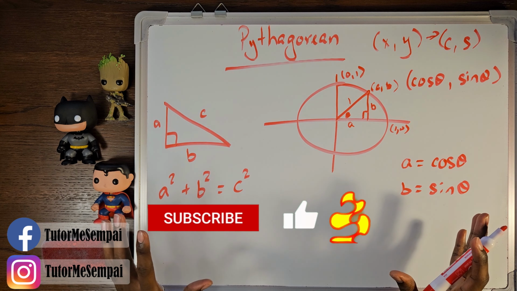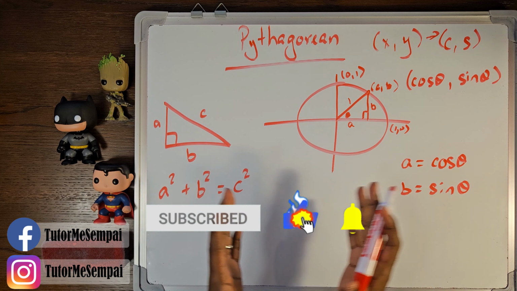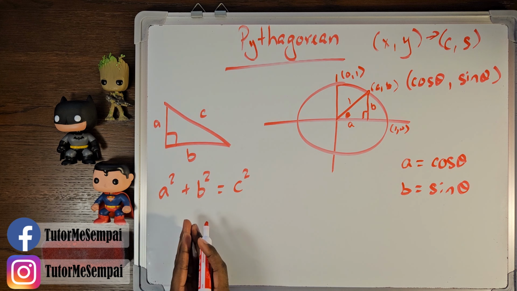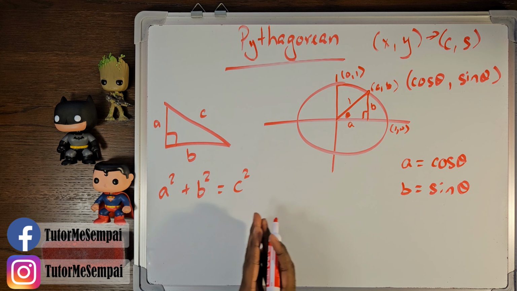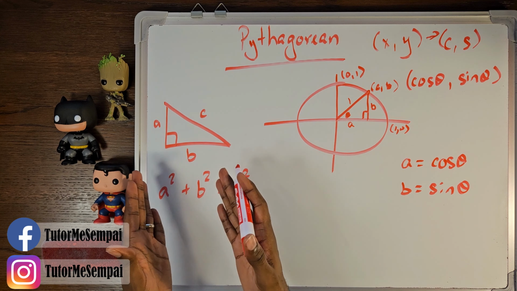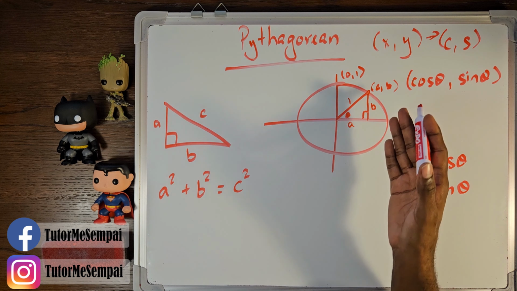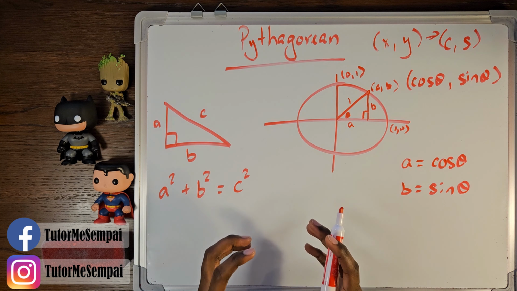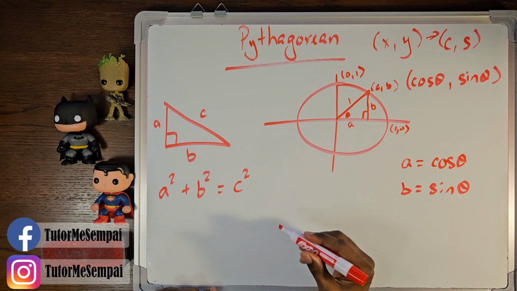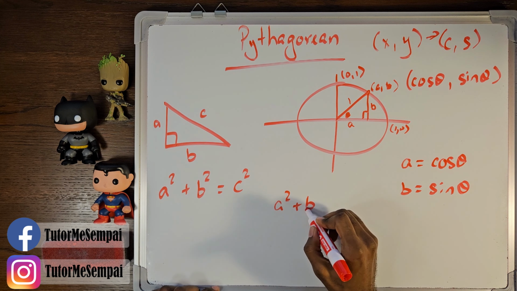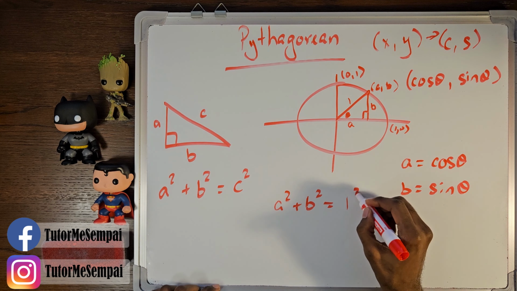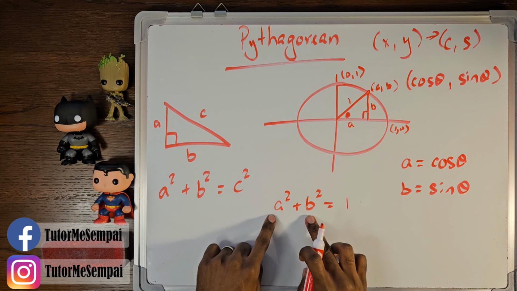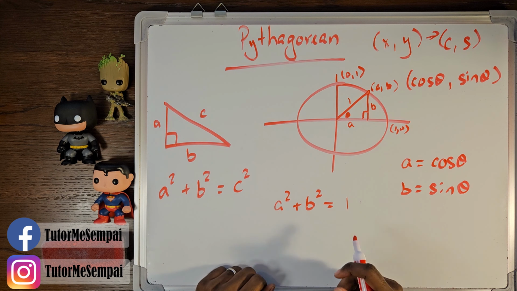Now something special happens when we combine these two ideas. We have the Pythagorean theorem: A squared plus B squared equals C squared. And now we have this random right triangle which fits this criteria, and we have an A, we have a B, and we have a hypotenuse, right? So what happens if we do all of this and put it together? Well, we have A squared plus B squared equals 1 squared. And we know that 1 squared is just going to be 1, right? So we have A squared plus B squared equals 1 squared, or just 1.